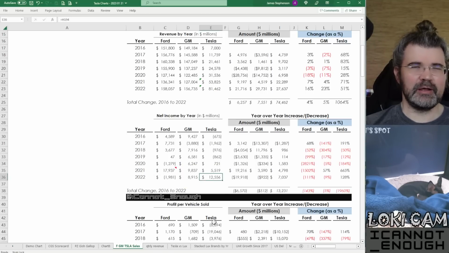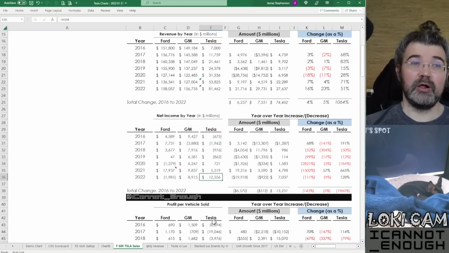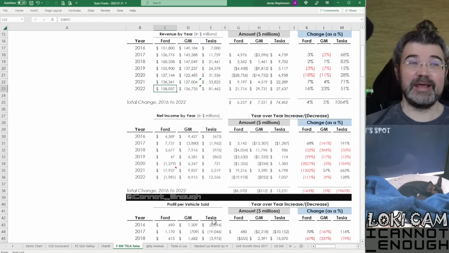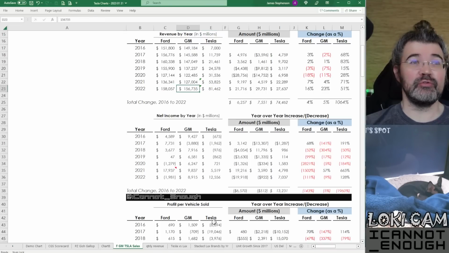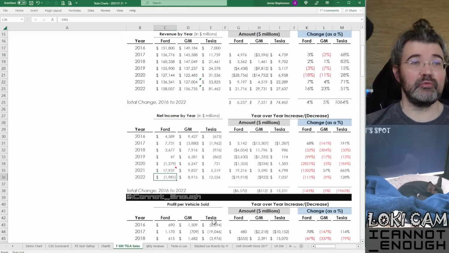So really, Tesla, from a core automotive operations standpoint, is a lot more profitable already, despite generating half as much top-line sales as Ford and GM do. Tesla is already producing more earnings, more GAAP net income is what this number shows.